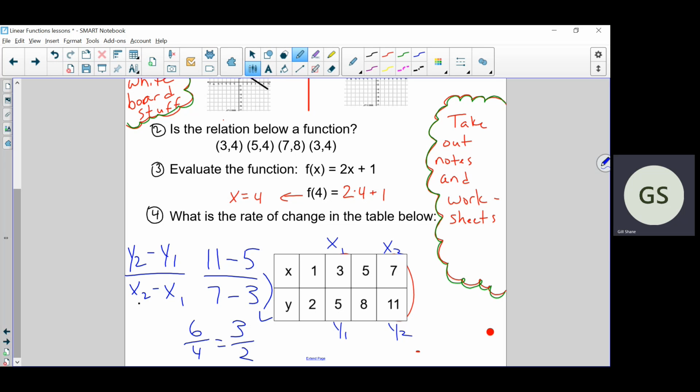So that's pretty much all the review, except I am going to do one more thing. Let's do how to evaluate a function from a graph real quick. And then we're going to wrap up the new lesson by going back over the Y-intercept thing.